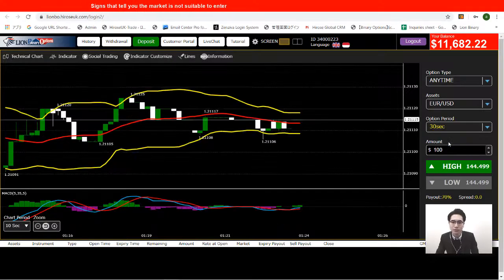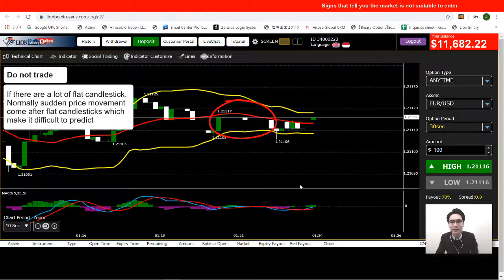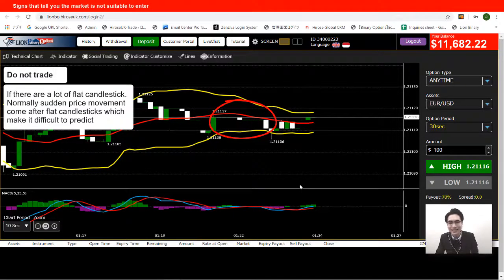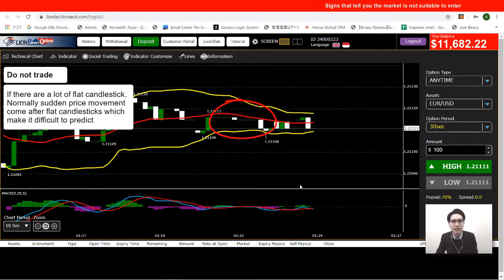Now I just try to look for another. Okay, here is the example that you should not trade. Take a look at these lines here. You see quite a lot of lines. That's the flat candlestick. When you see these lines, it means that the price is actually not moving for a few candlesticks, and then suddenly it just falls down or jumps up. That's the time that you should not trade, because when you see these candlesticks, the chances for a sudden movement is high.